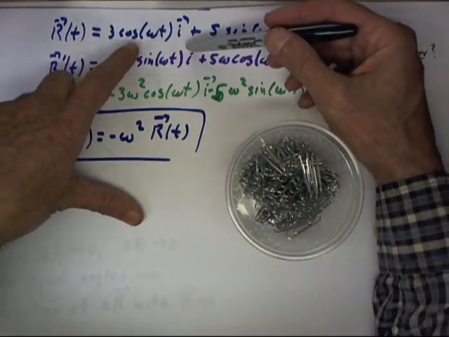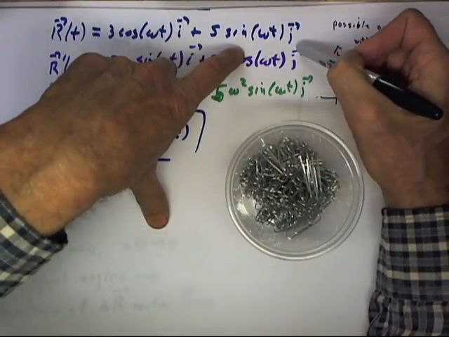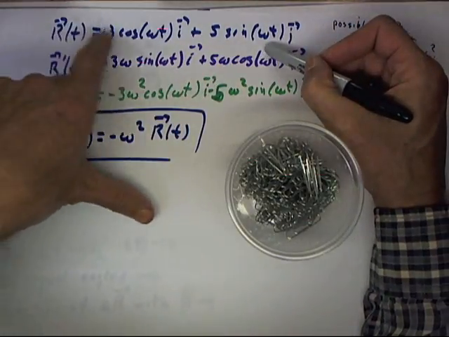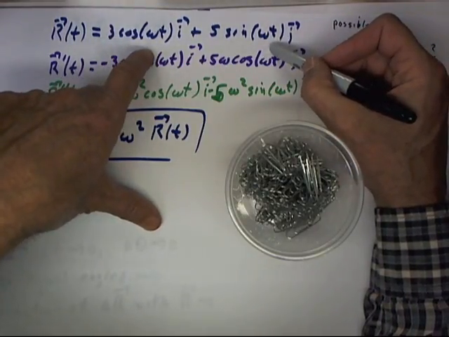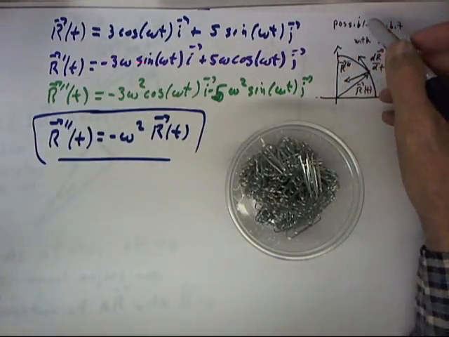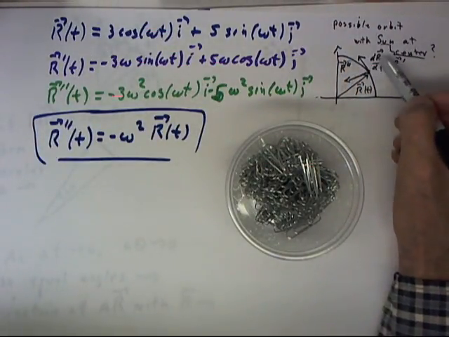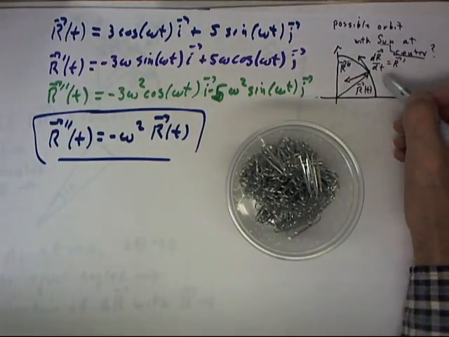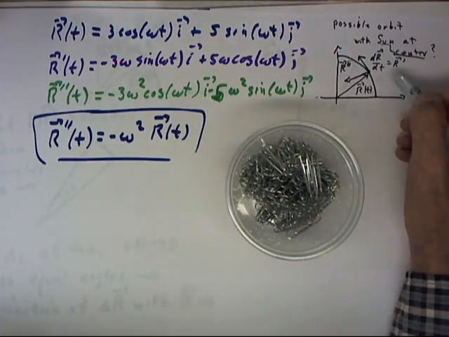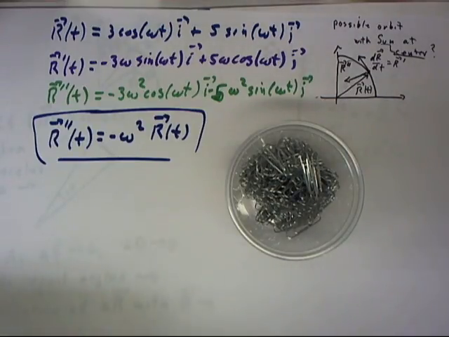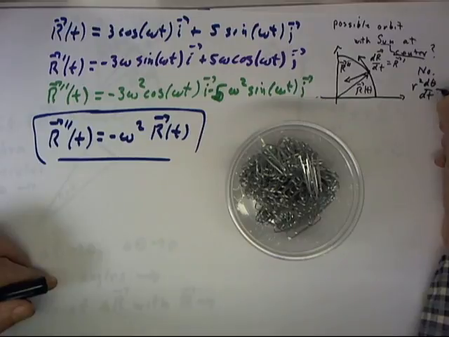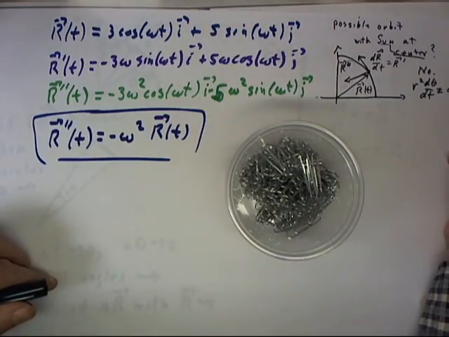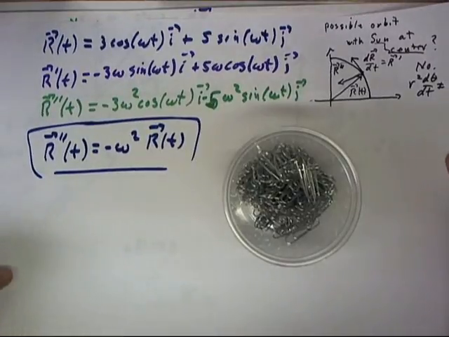Considering again the function r of t equals 3 cosine omega t i plus 5 sine omega t j, which is just a vector representation of the parametric equations we saw in the preceding, x of t equals 3 cosine omega t, y of t equals 5 sine omega t. We asked the question, is this a possible orbit with the sun at the center? And we determined that it wasn't so because r squared d theta dt was not constant. So we don't have that necessary condition.